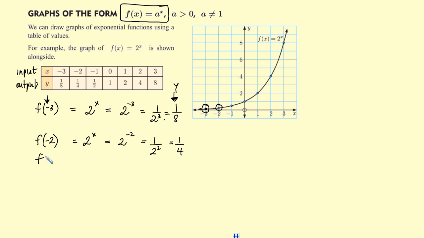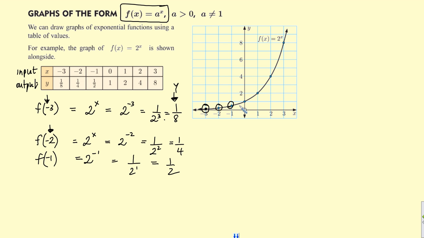My next one is f at -1, which equals 2 to the power of -1, and that goes to 1 over 2 to the power of 1, which equals 1/2. Therefore, my value of X at -1 is going to have a Y of 1/2. And there it is. Now, what's happening is that our graph is increasing. It's called exponential growth in this case. Okay? So the graph is increasing.